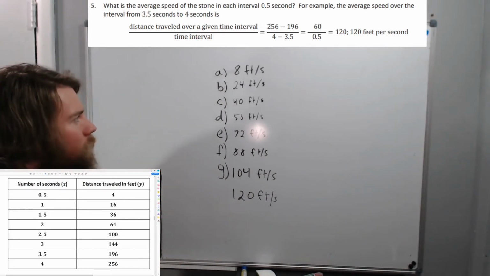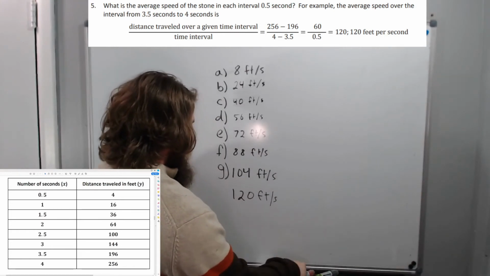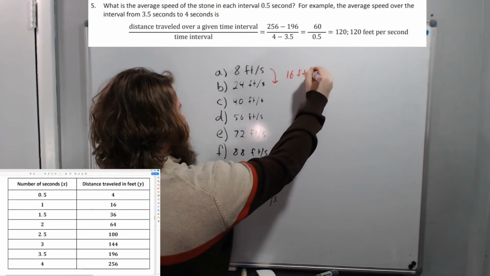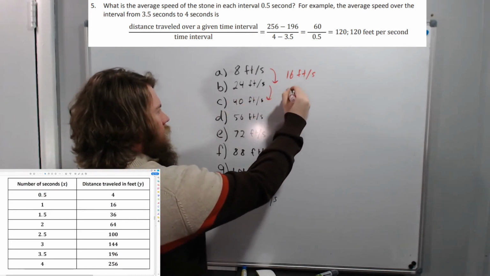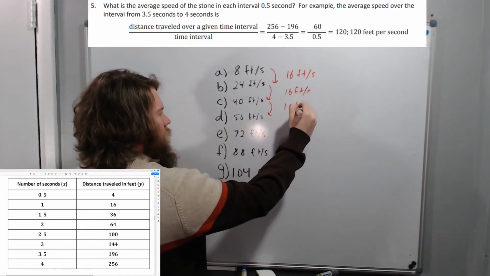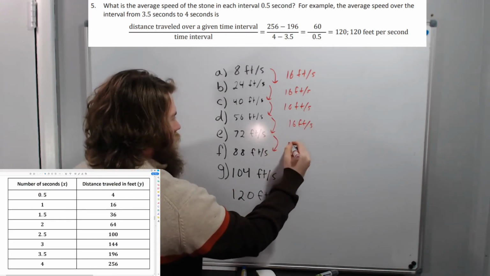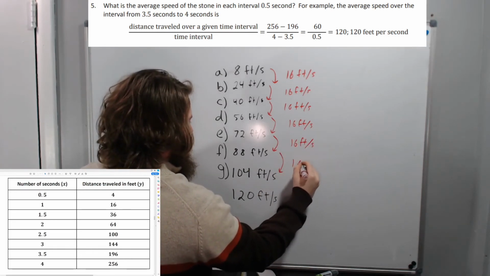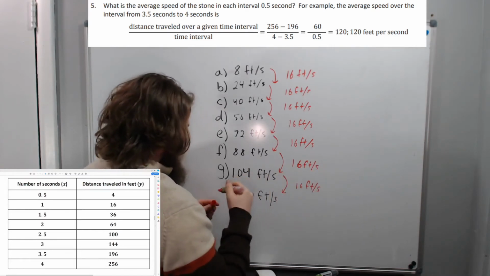So to get from 8 to 24, that's an additional 16 feet per second. To get from 24 to 40, again, that's another 16 feet per second. 40 to 56, 56 to 72, and so on. You can check that the math works out, but I promise you it does.